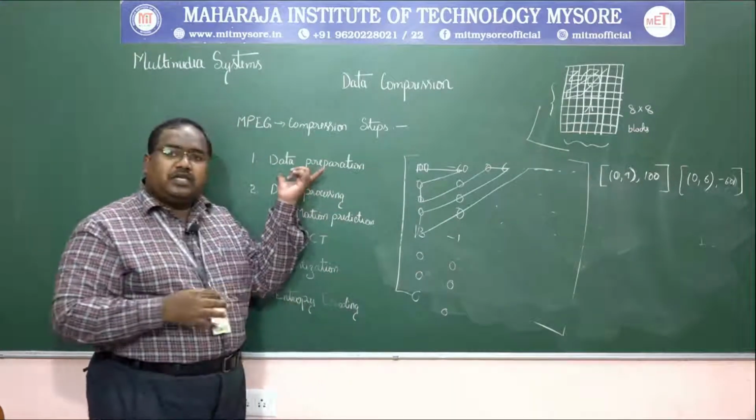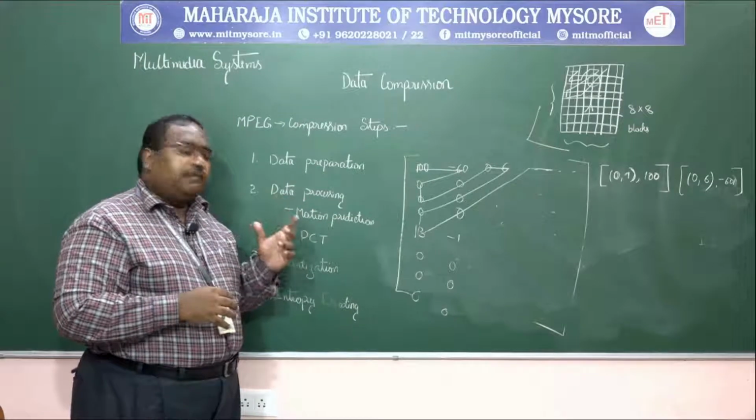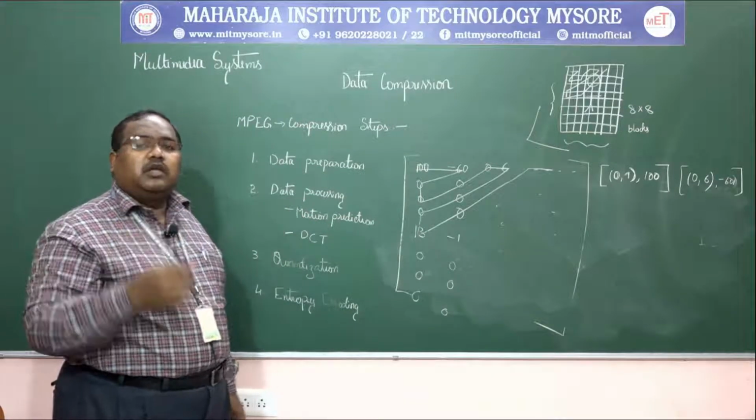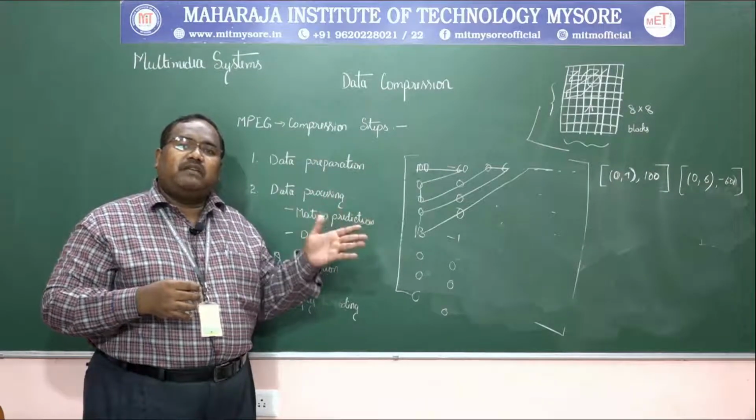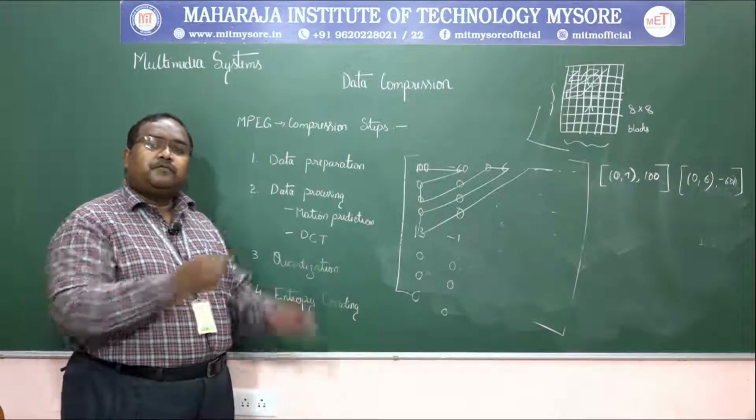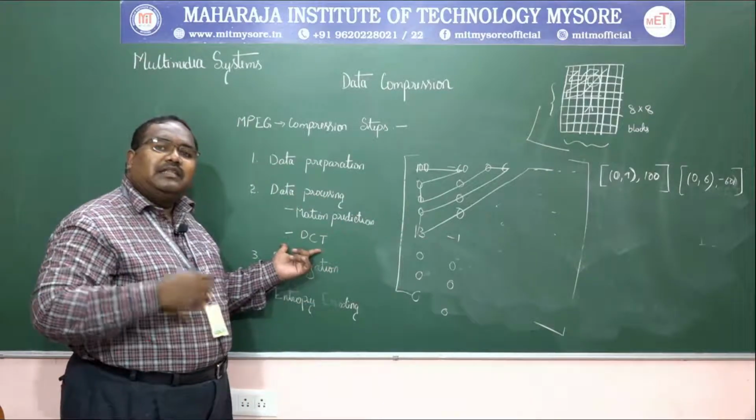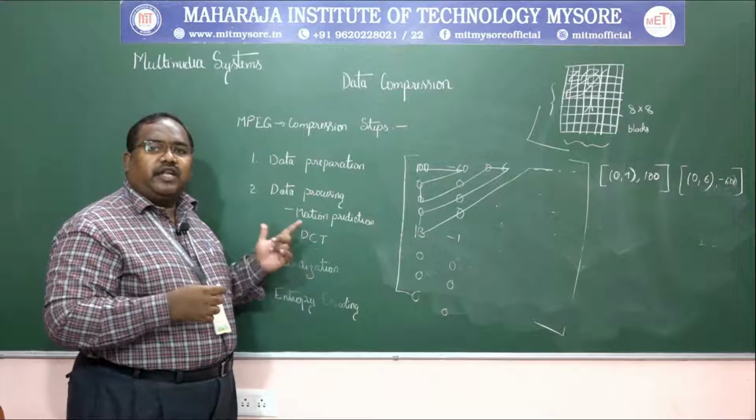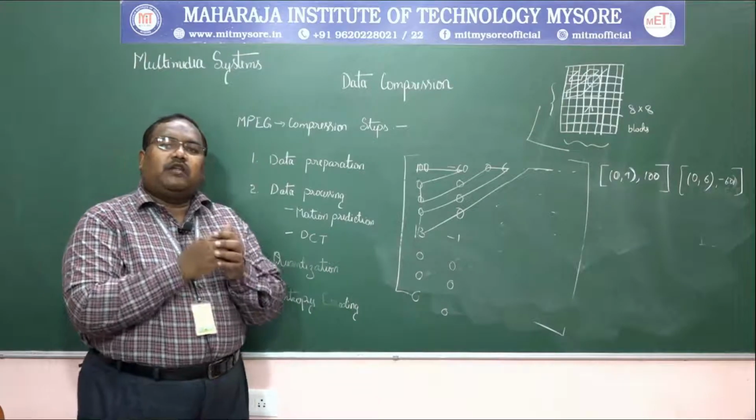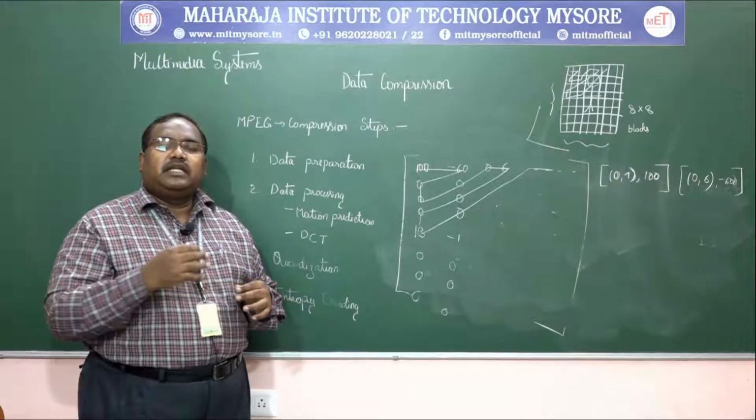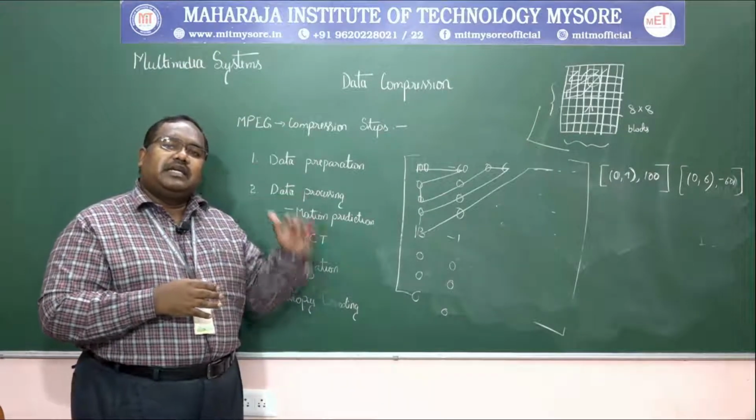The first step is the data preparation, which is almost similar to that of JPEG, and second, the data processing. In the data processing, we mainly concentrate on the motion prediction, where we have discussed different predictions with respect to frames, that is I frames, P frames and B frames, along with their properties. The group of frames between two I frames is said to be a GOP, and we apply the DCT, that is discrete cosine transformation, to those signals. During the process of quantization, we try to eliminate the higher frequency components, that is the AC components, and retain the lower frequency components, that is the DC components.